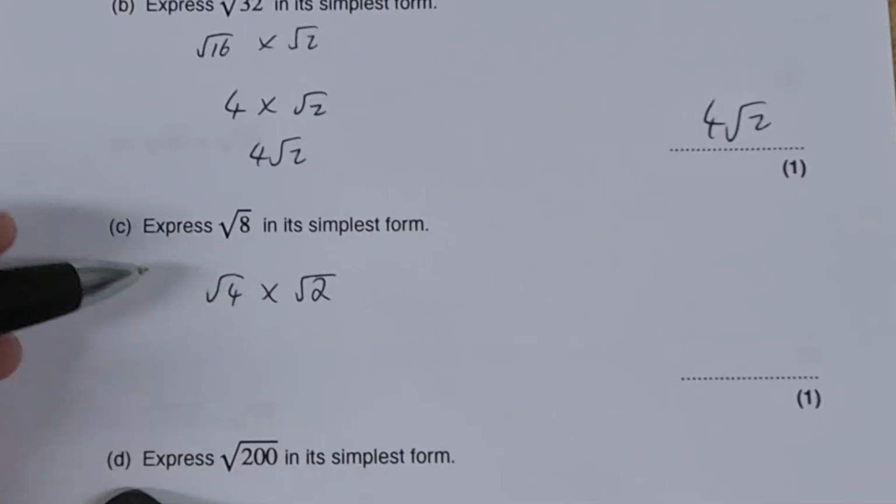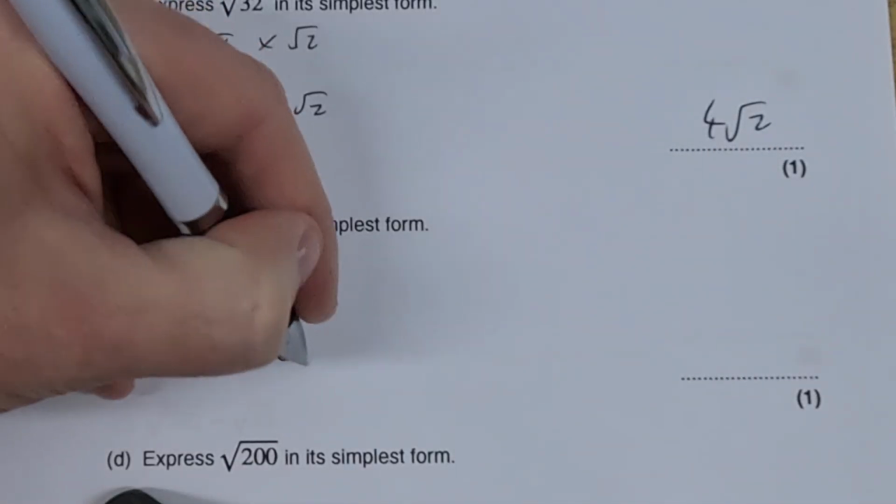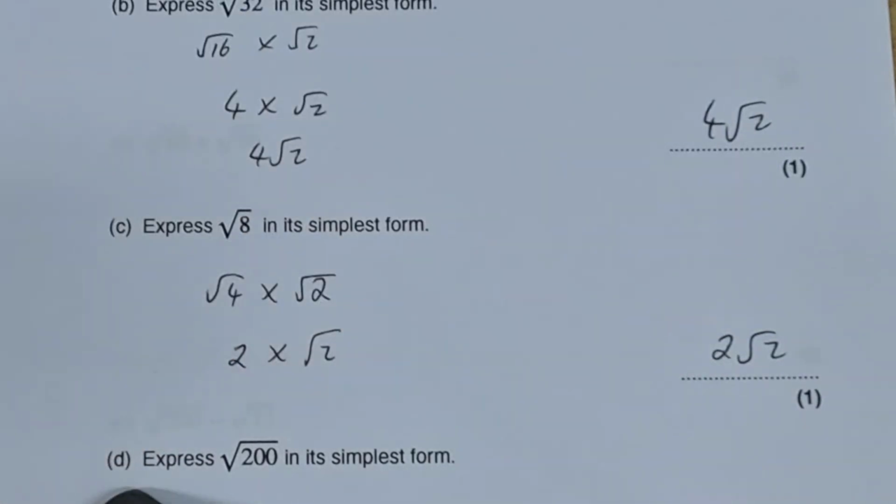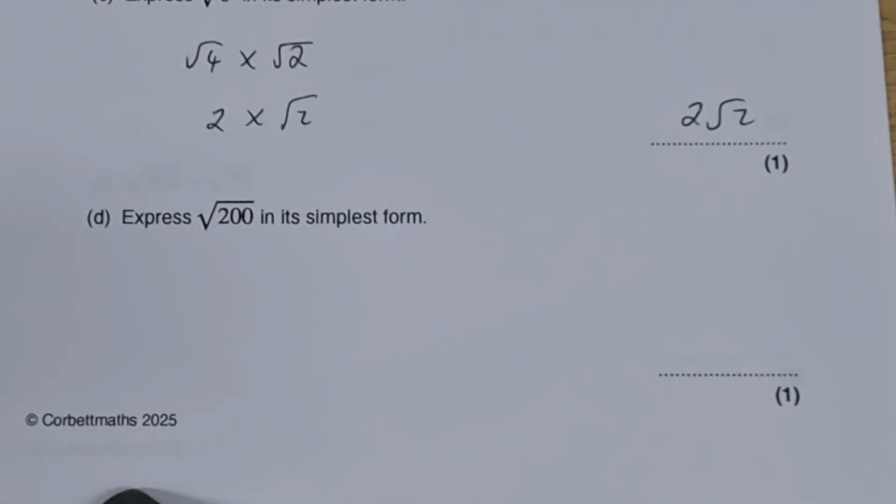The square root of 4 is 2, so that would be 2 lots of root 2. So the answer would be 2 root 2. We just put them together, so it's 2 root 2. Okay, let's look at one more, part D. And what I would say is, with simplifying these surds, the more you do, you actually get really good at it, and you can do it really quickly.